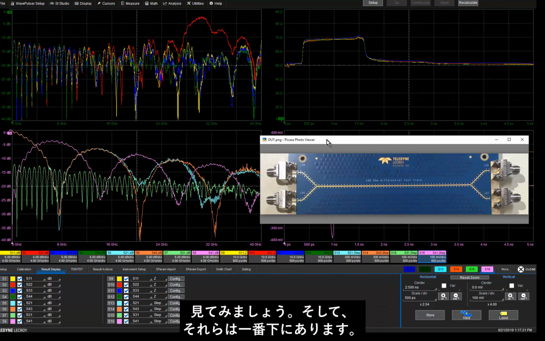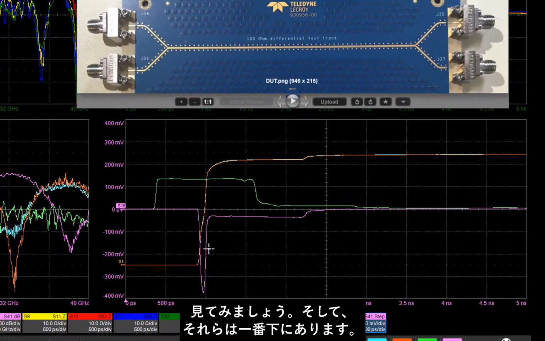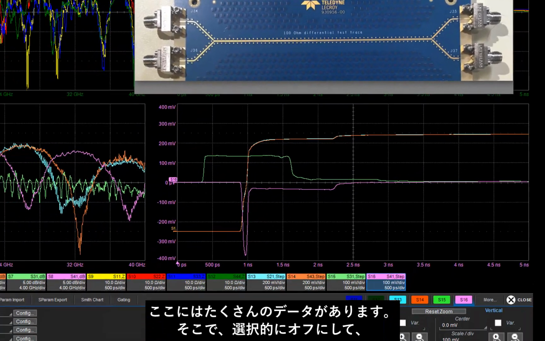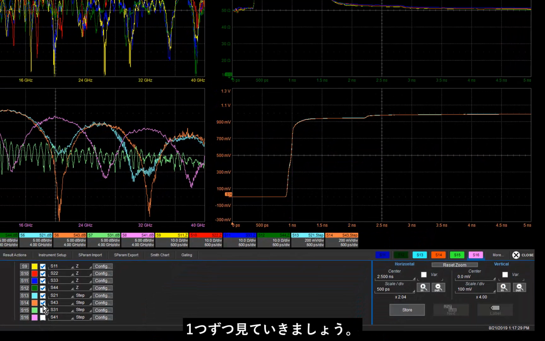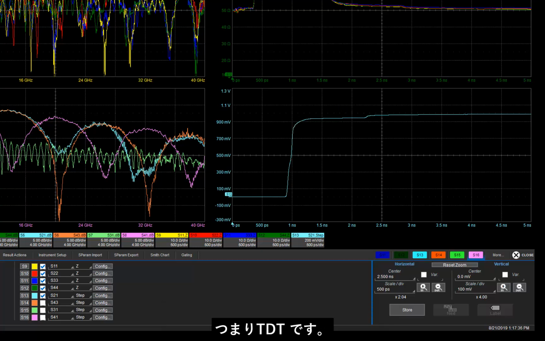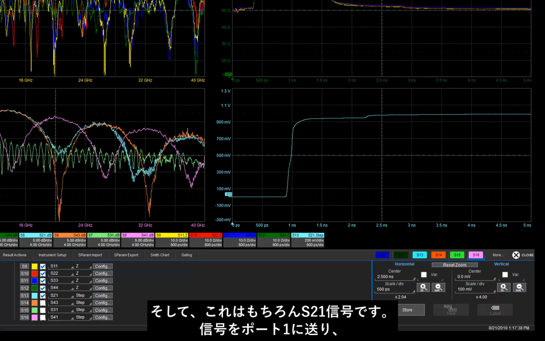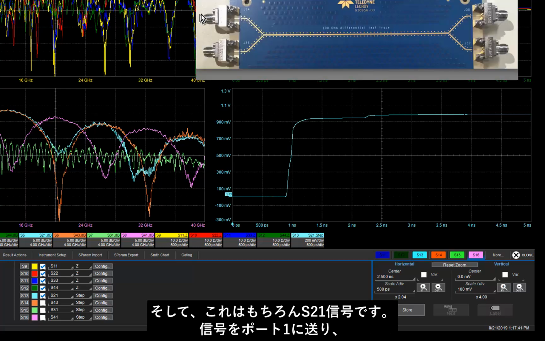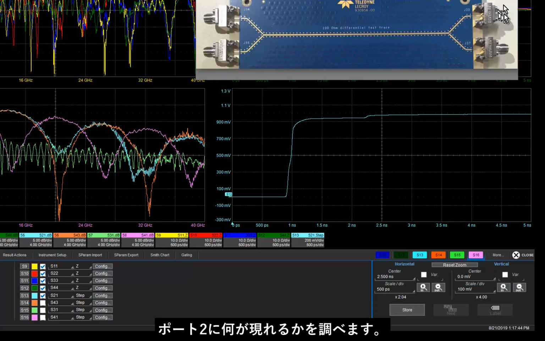Now let's take a look at the other terms in the time domain, the transmitted signal and the crosstalk terms. Those are down on the bottom. There's a lot of data here, so let me selectively turn them off so we can look at them one at a time. The first term we're going to look at is the transmitted signal, the time domain transmitted, TDT. And this is, of course, the S21 signal. We send the signal into port 1, we look at what appears down at port 2.